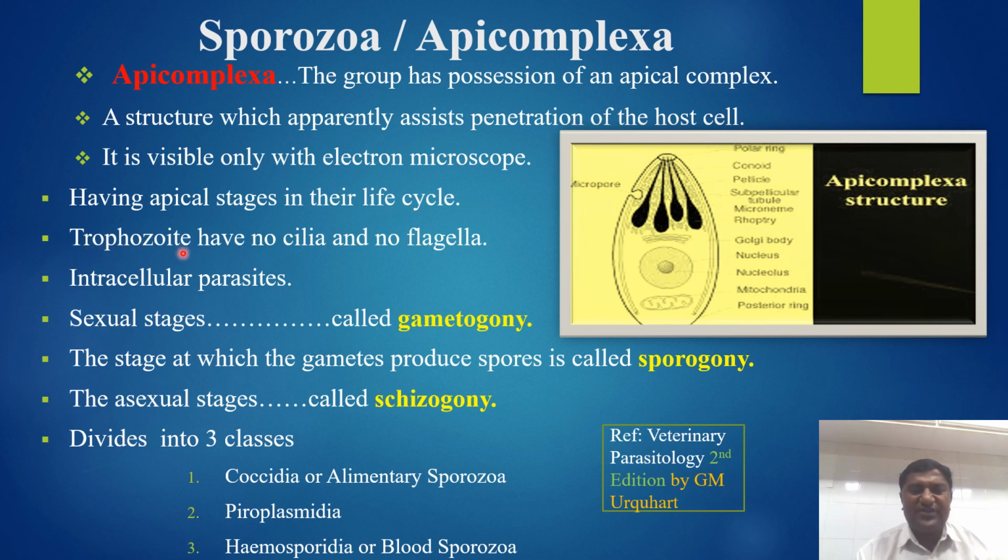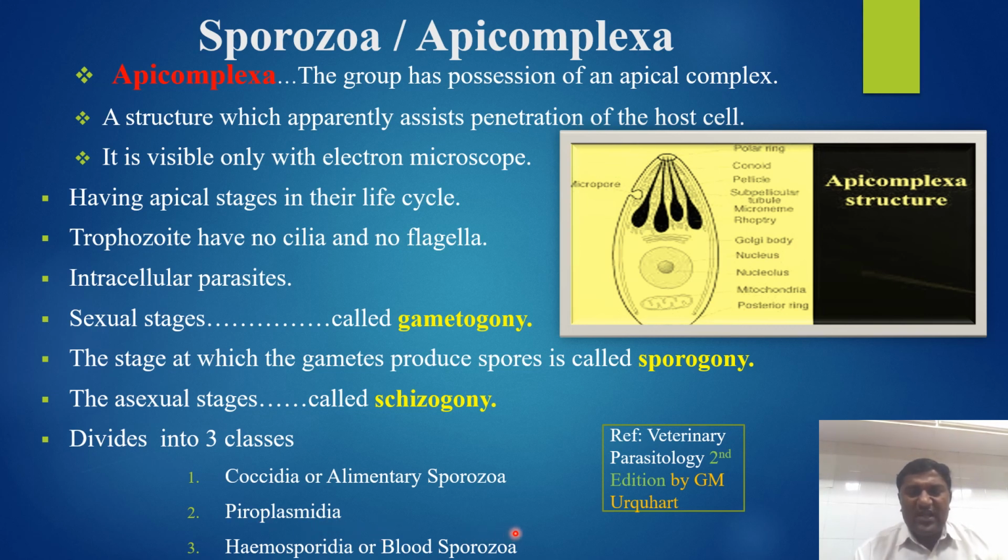The trophozoites have no cilia and no flagella. They are intracellular parasites that have sexual stages called gametogony, and the stage at which the gametes produce the spore is called sporogony, and the asexual stage is called schizogony. And it is divided into three main classes: Coccidia or elementary Sporozoa, Piroplasmida, and Haemosporidia or blood Sporozoa.